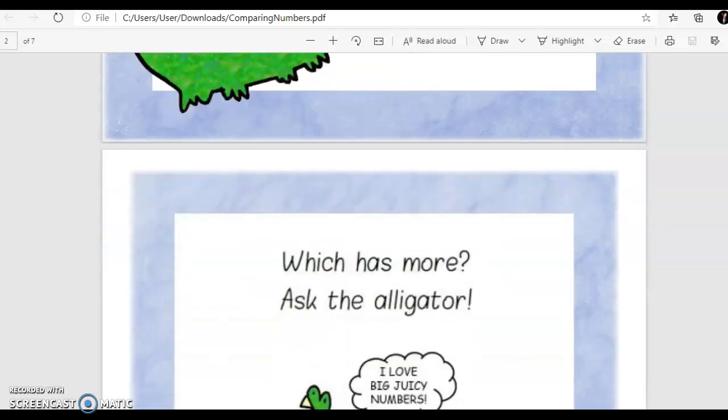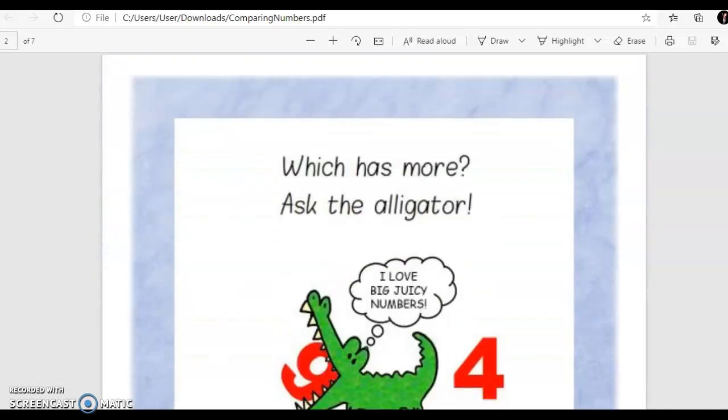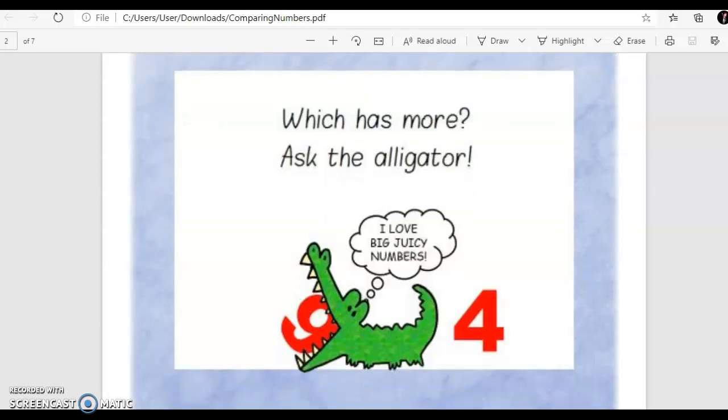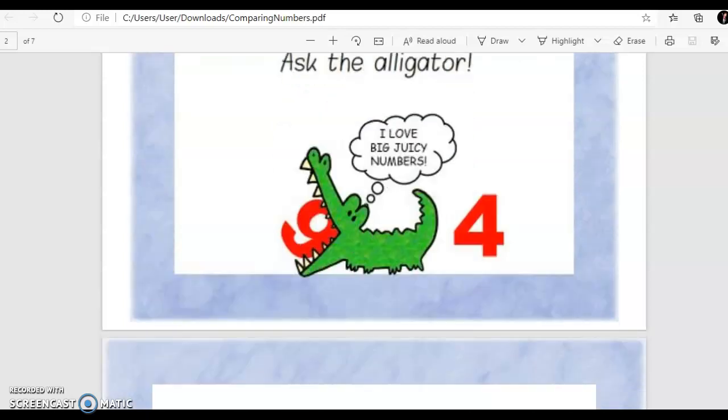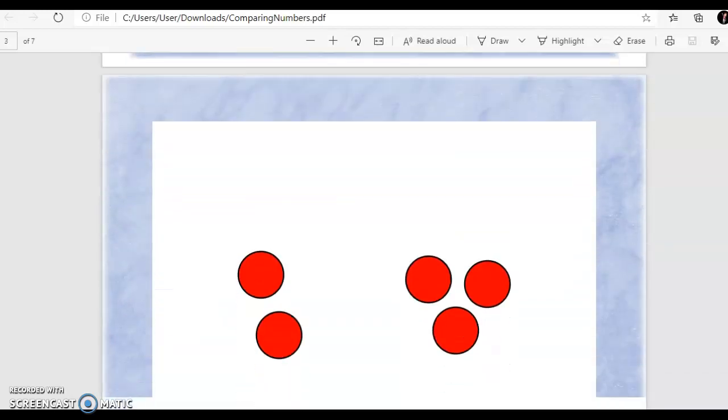As I told you in the last session, Ali Alligator always likes to eat the greater number, so it opens its mouth towards the greater number and turns his back to the smaller number, as you see here. Now let's go and compare numbers together.